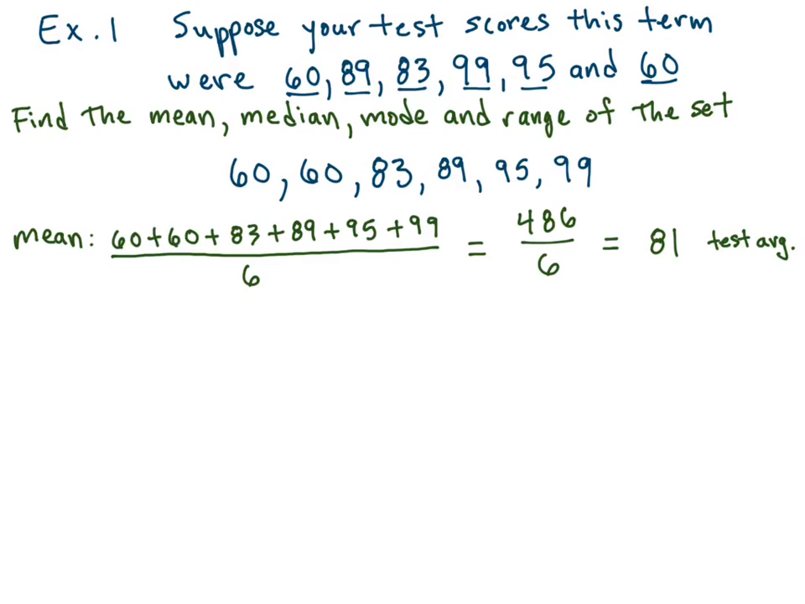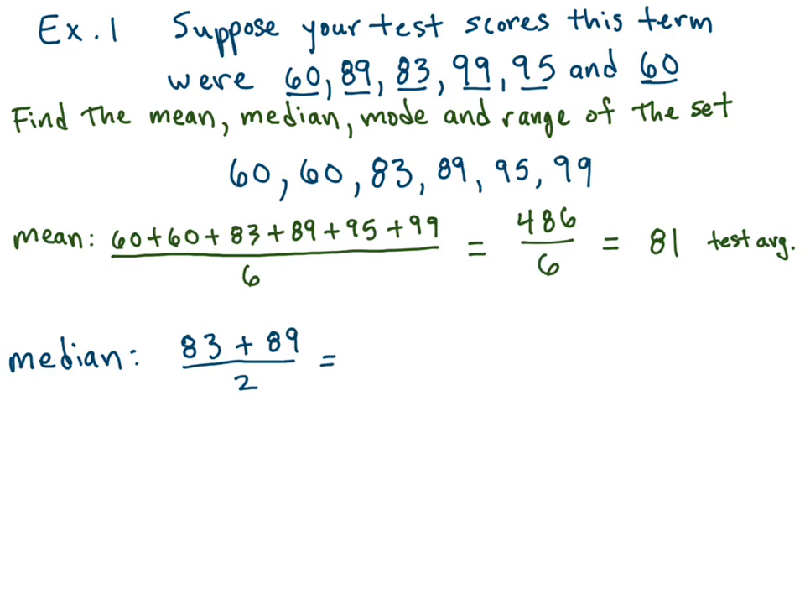And the next one I want to find is going to be the median, and that's the middle number. Now, I do have an even number of terms here. I have six numbers in that set, and since I don't have an odd number, I don't have a direct middle number. So I have to pick the two that are in the middle, and I have to average those.